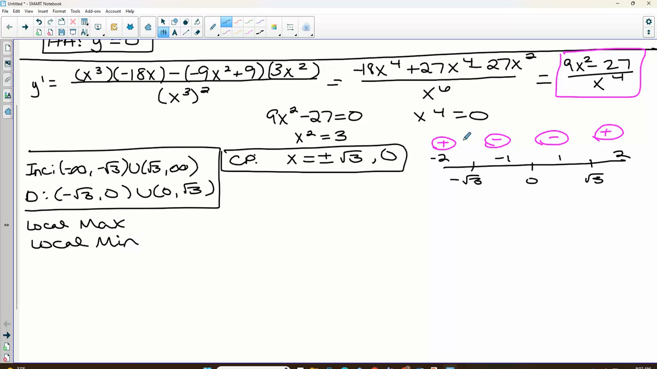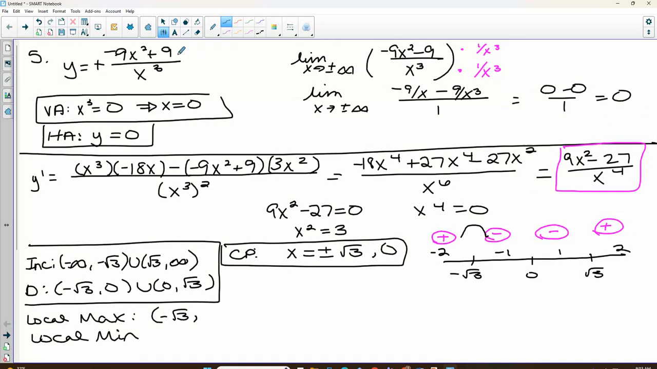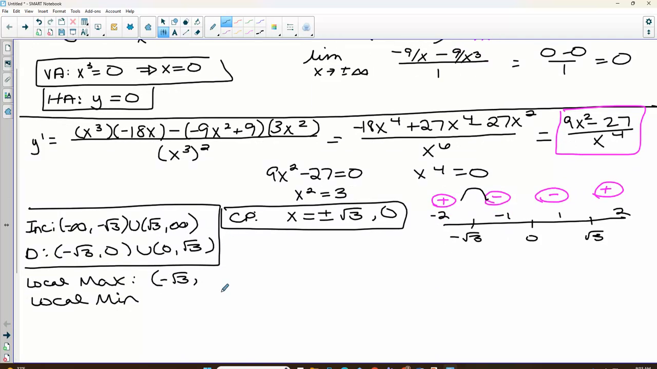So here we went increasing to decreasing, so that's a local max. We need our y value, so you have to plug it back in here. Negative 27, 9, so negative 18, or negative 3 radical 3, 6. So 2 radical 3?